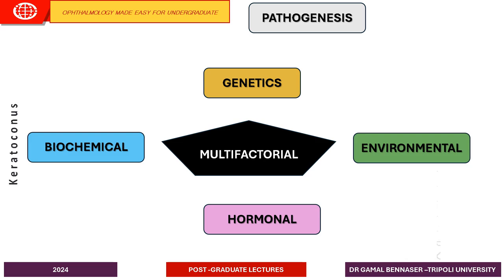Now we come to an important section of the pathogenesis of keratoconus. As you know, the pathogenesis of keratoconus is multifactorial. There is a contribution from genetic factors and environmental factors, hormonal factors, and biomechanical factors. So the exact pathogenesis is not known, but it is a multifactorial pathogenesis. Now we'll say some words about the genetic factors and the genetic predisposition.